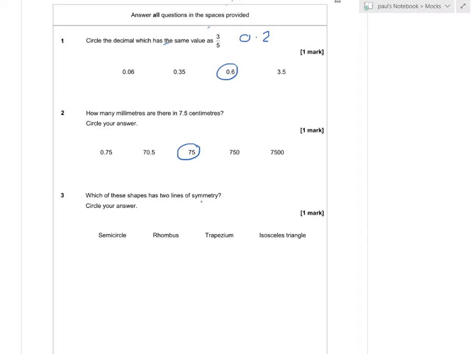Which of these shapes has two lines of symmetry? A semicircle? No, that's only got one. A trapezium? No, that's only an isosceles triangle. No, that's only one. So it must be a rhombus, which has got one there and one there. So we'll go for rhombus.